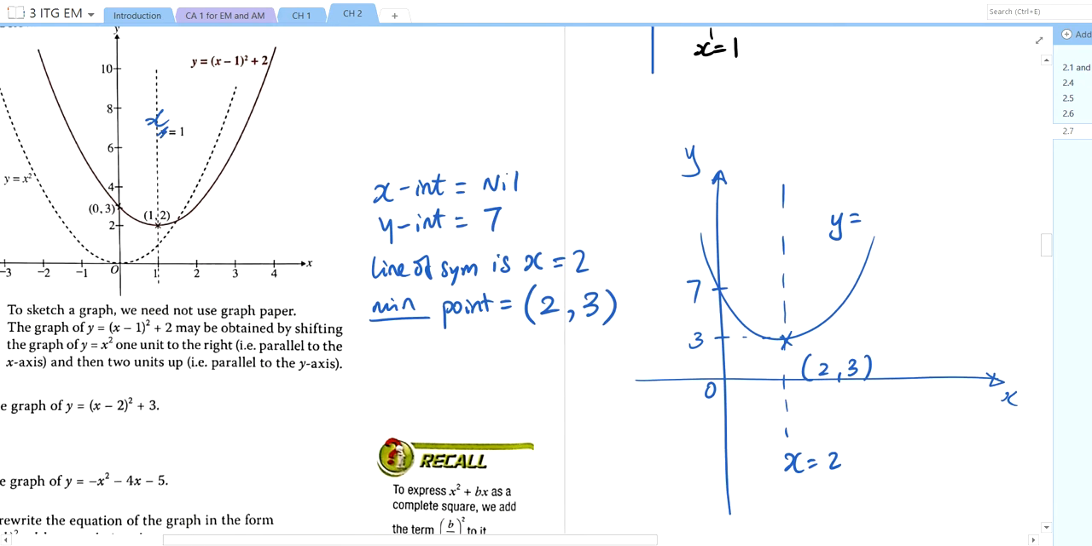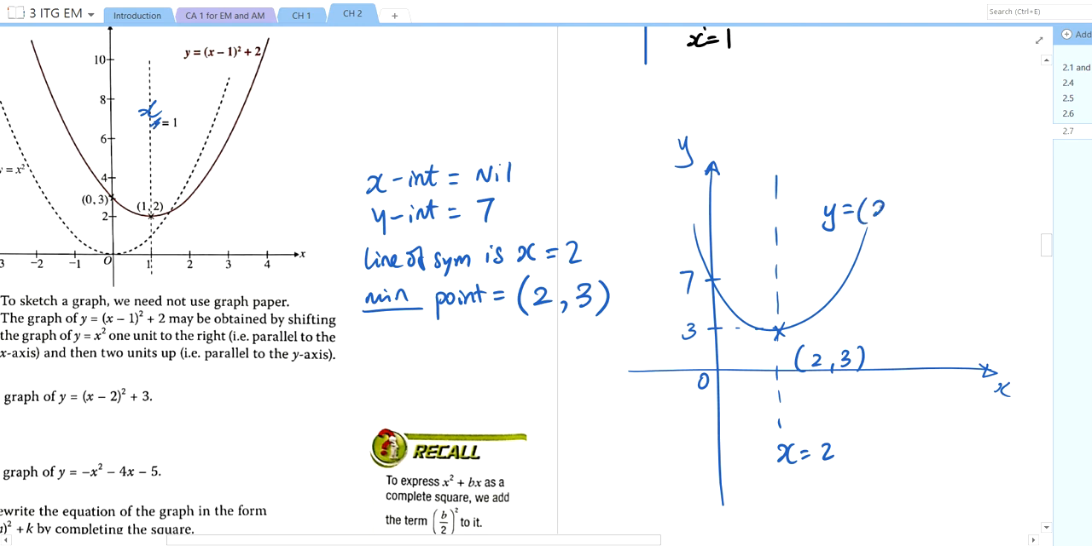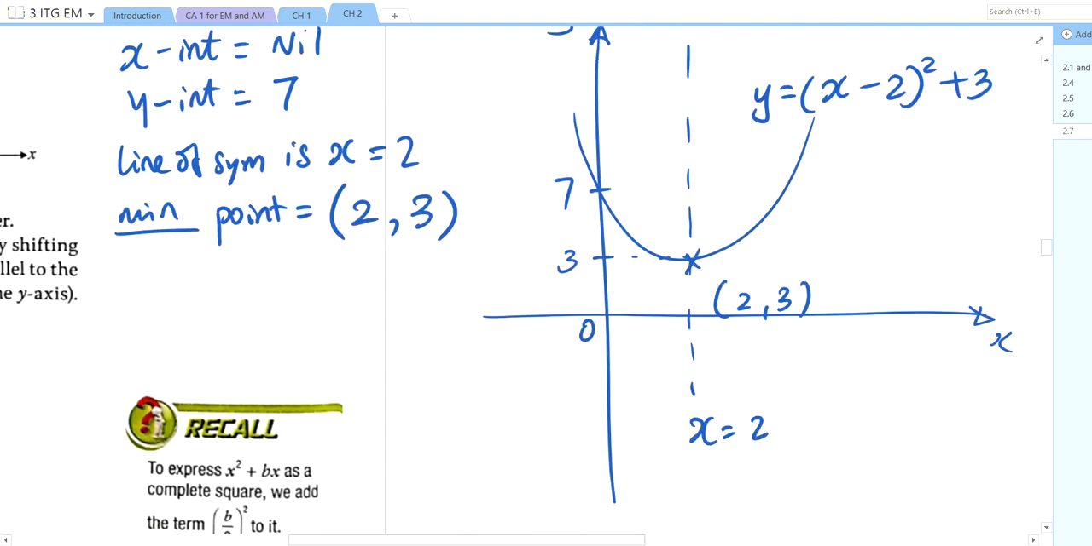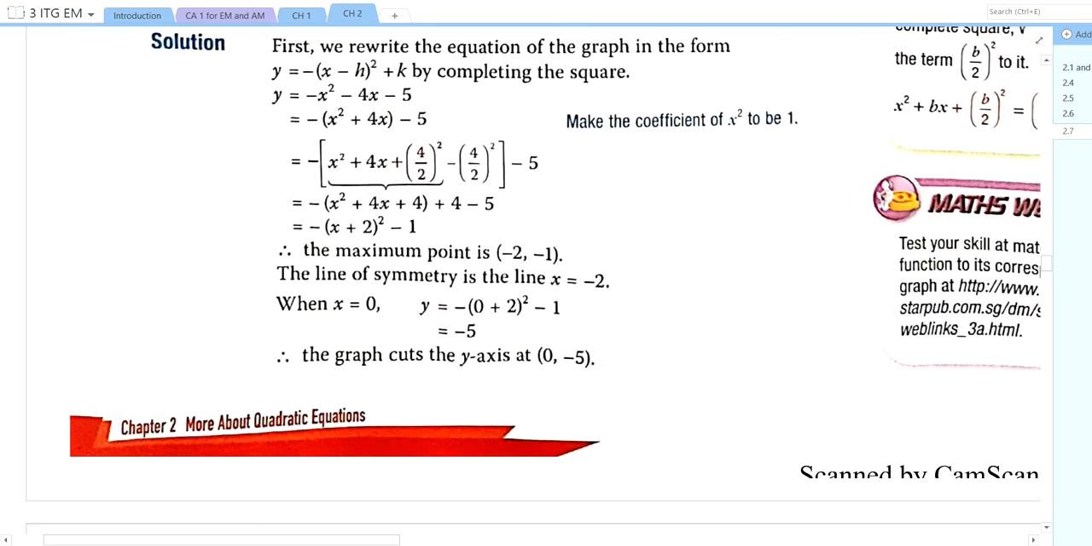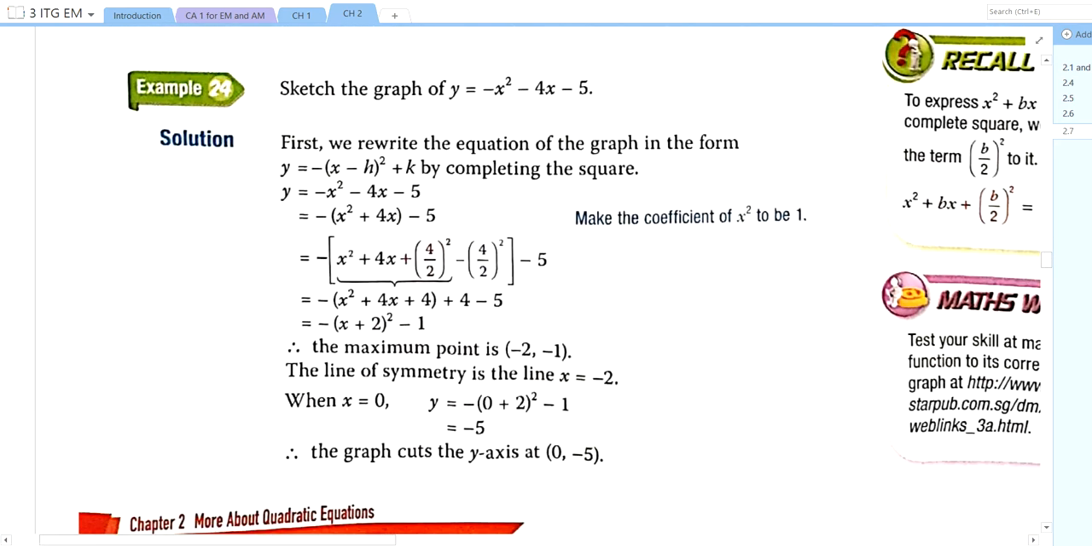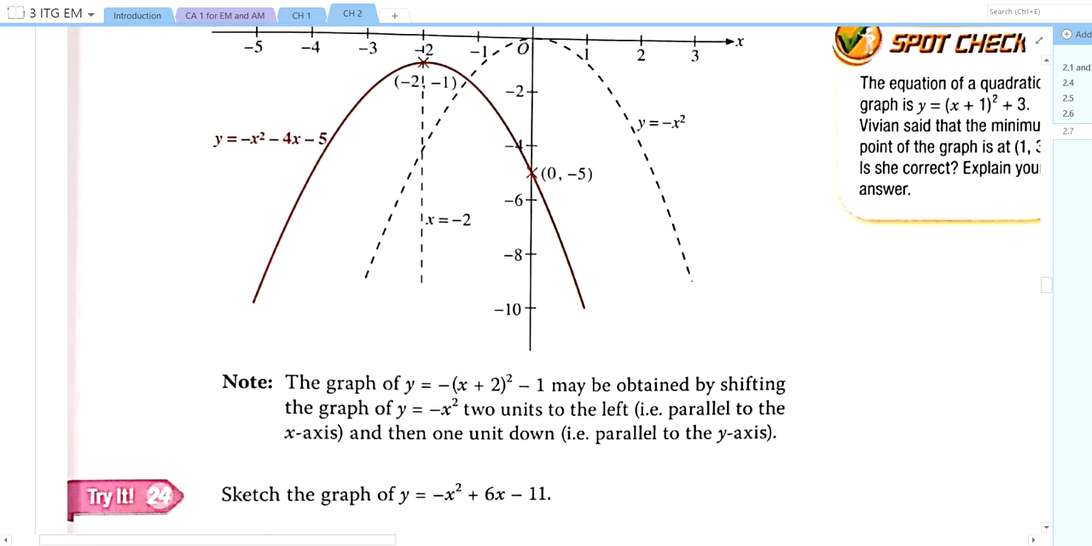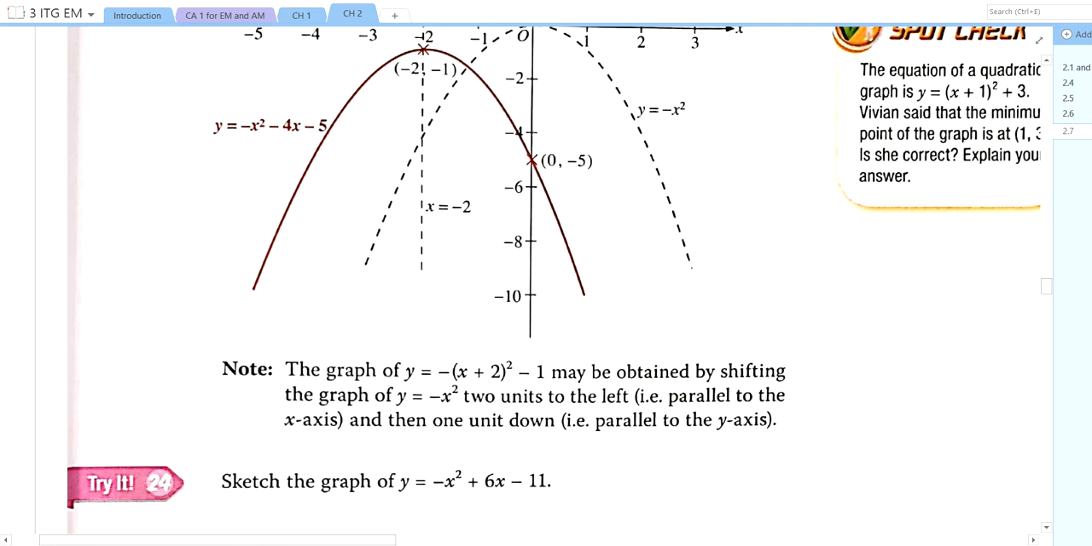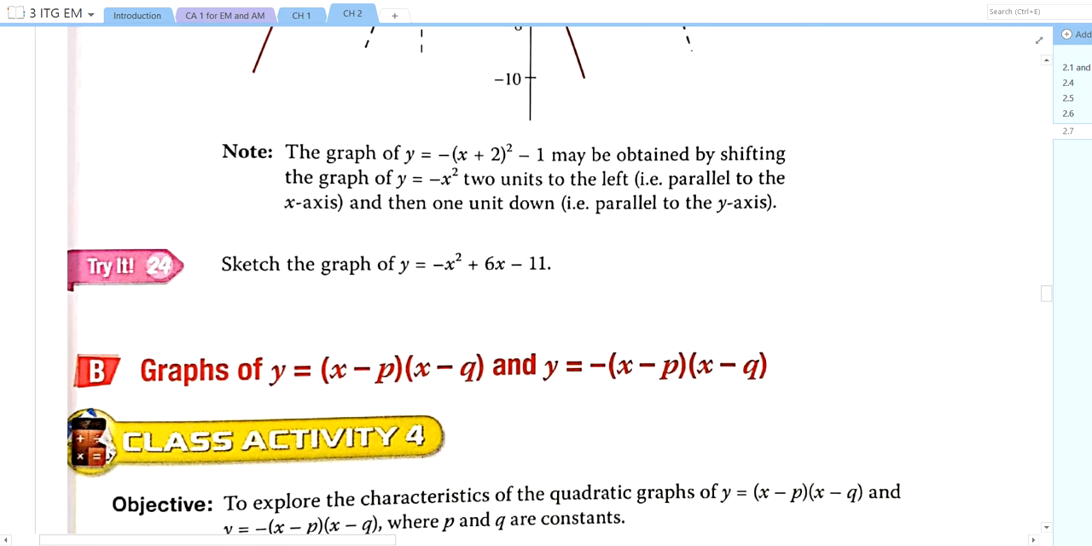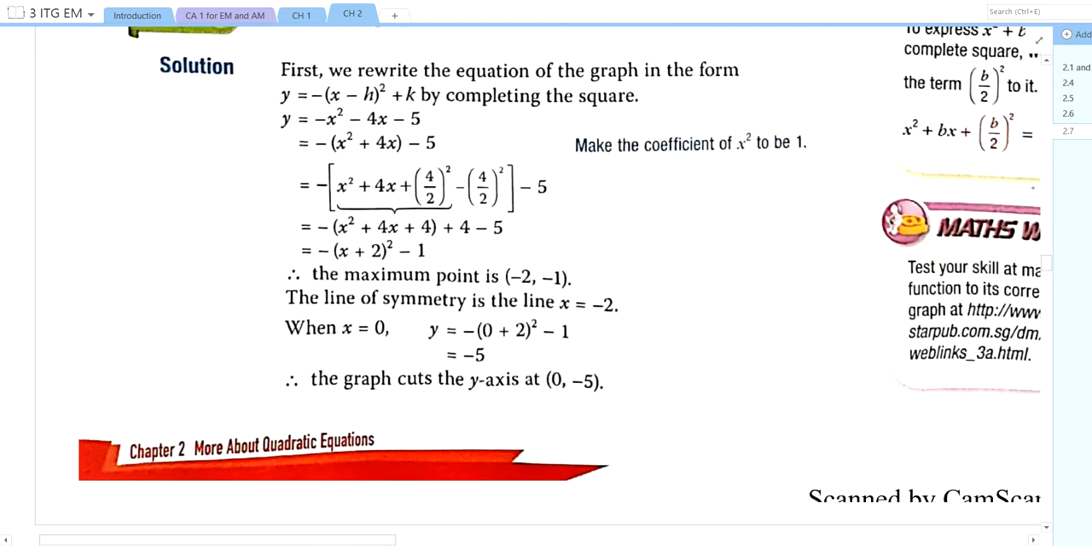y equals (x minus 2) squared plus 3. Okay, so this is my graph. Any questions? No. Then we've got example 24 showing a graph, a parabola opening downwards. Go through the same steps, everything is the same, just that you end up with a parabola opening downwards. Then you have your maximum point. Drawing your x and y axis, and you're done.